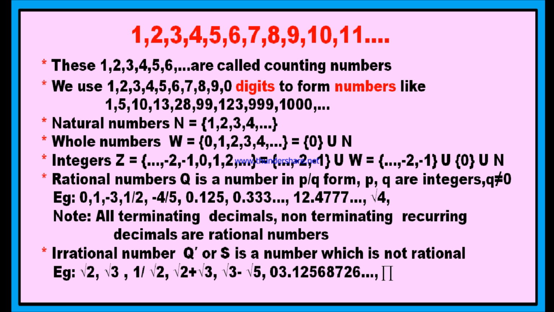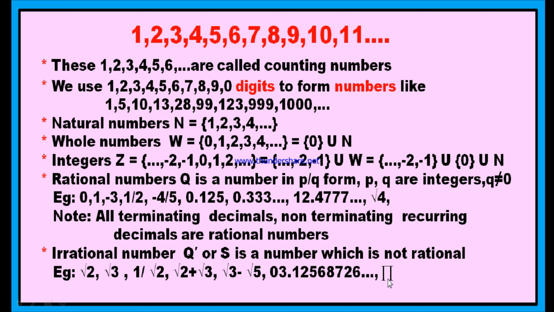3.125682726 and so on. Here, if you look at this decimal number, this is non-terminating, it has no end, and at the same time, nothing is repeating. It is not a recurring number, and it is not a terminating decimal. This type of decimal numbers are called irrational numbers.